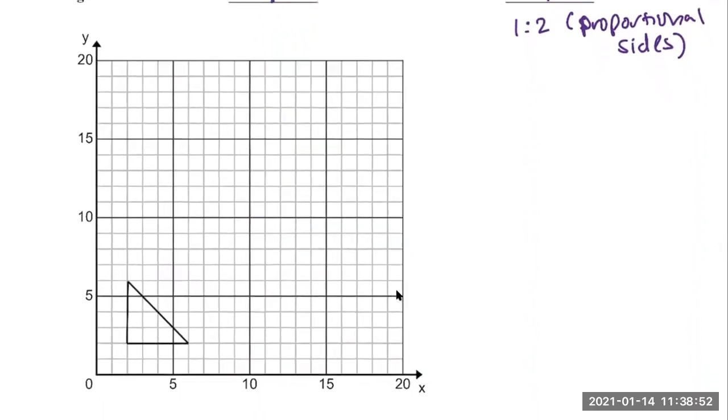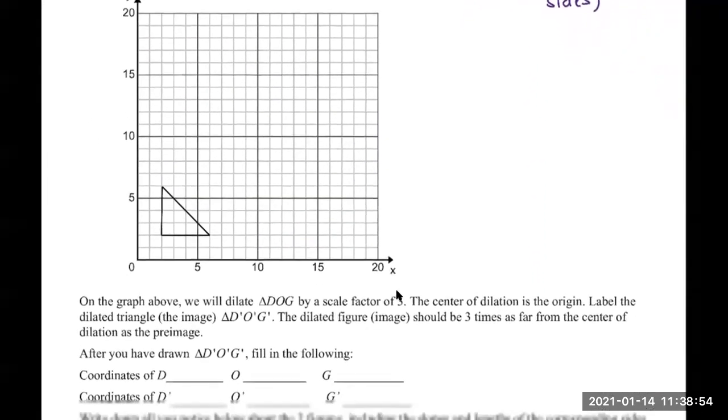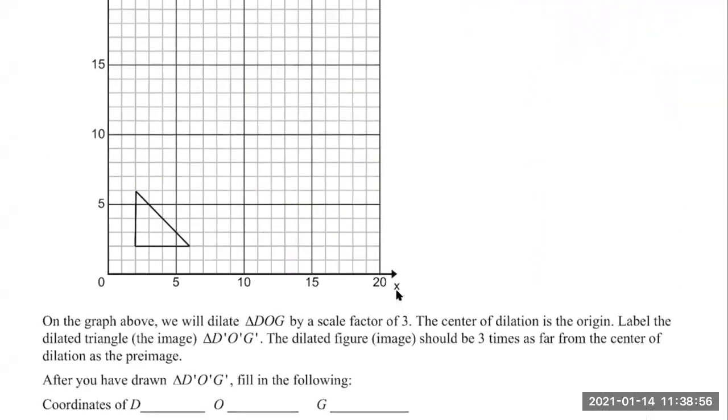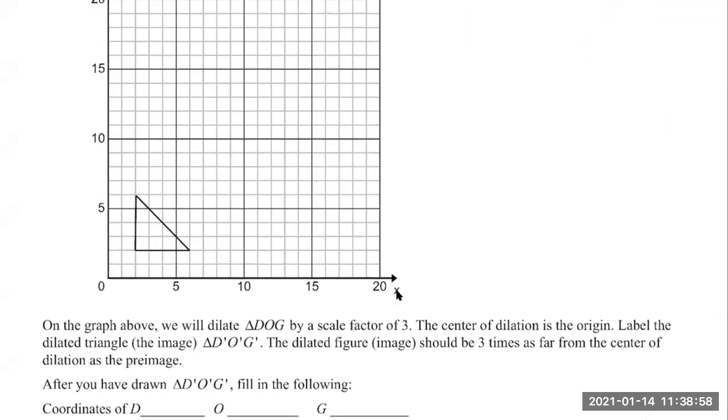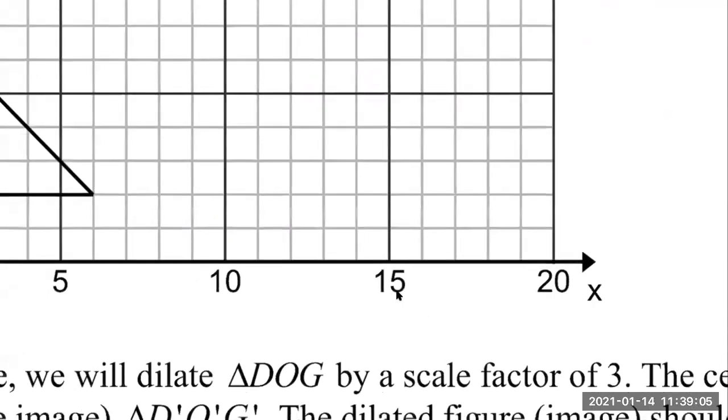So down below here, you guys have, on the graph, we will dilate triangle DOG, which is not described there as what the coordinates are. So let me mark off what the coordinates are for you guys.